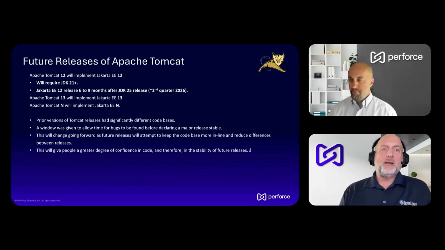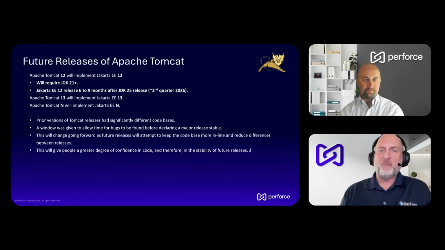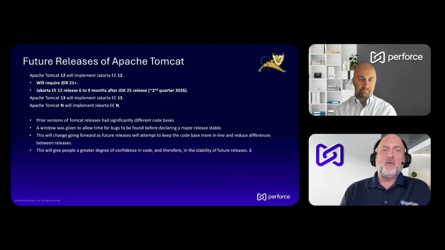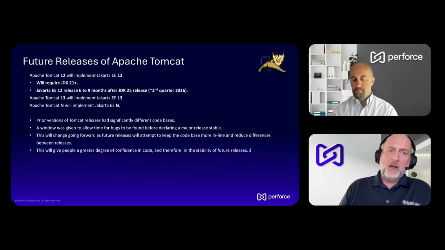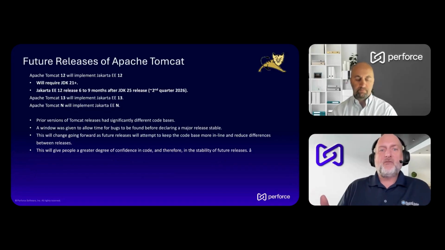Future releases of Tomcat: version 12 is going to implement Jakarta EE 12. Jakarta EE 12 will require JDK 21 and above. Again, that is a very aggressive push by the community, and I think it will be well received. The Jakarta EE 12 release will probably be 6 to 9 months after the JDK 25 release, which will probably be somewhere right around second quarter 2026. JDK 25 release will be in September. Apache Tomcat 13 will end up implementing Jakarta EE 13, and then 14 will implement Jakarta 14, and so on.